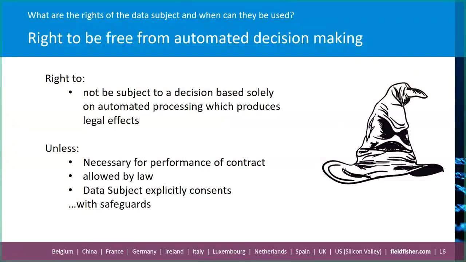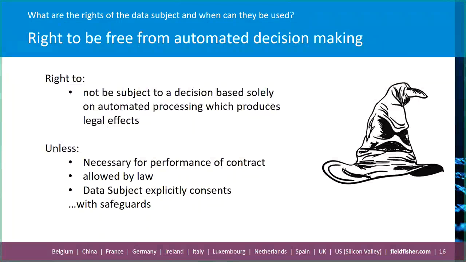So the classic example here is you apply for a mortgage from a bank, and the bank uses a computer algorithm to decide whether or not you're eligible. And as a result of the computer, the bank says no, or a sorting hat decides what schoolhouse you should be in. So you have the right not to be subject to a decision based solely on automated processing, which produces legal effects or effects similar to legal effects. And as usual, there are some exceptions to this, but they're quite narrow.